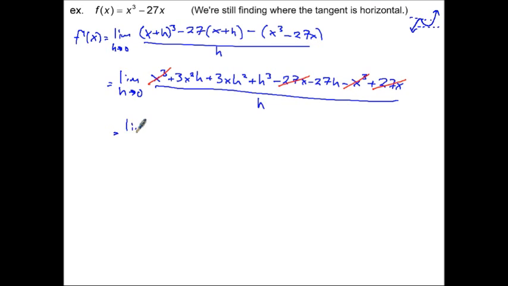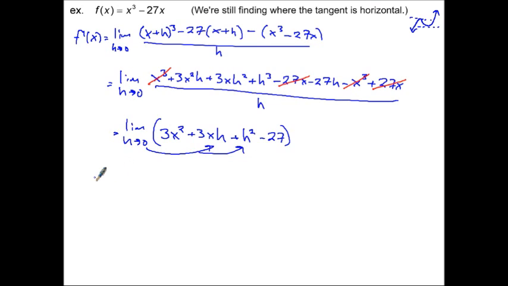And then again, I'm looking at the limit as h approaches 0 of a bunch of stuff that has h's in it. So again, I'm going to skip a step and cancel out at least one h out of each term. So 3x squared, no h left, plus 3x with an h still left, plus h squared, and then minus 27 with the h gone now. And now again, I can plug this 0 into a couple different spots, leaving me with my derivative being 3x squared and gone, minus 27.